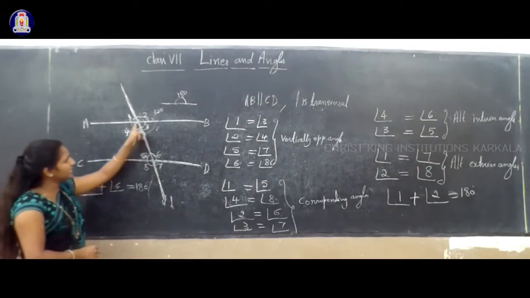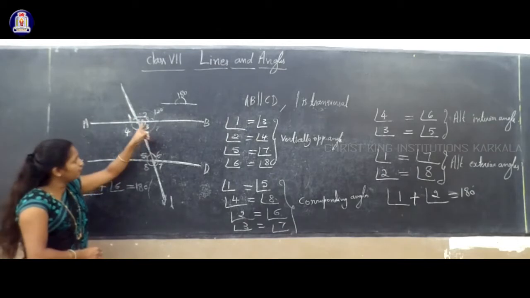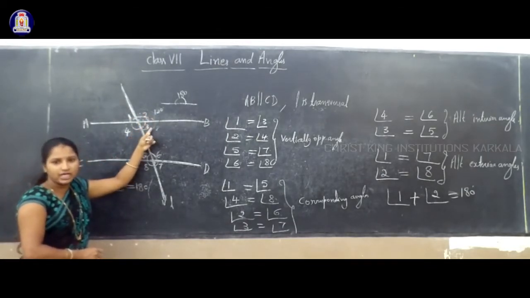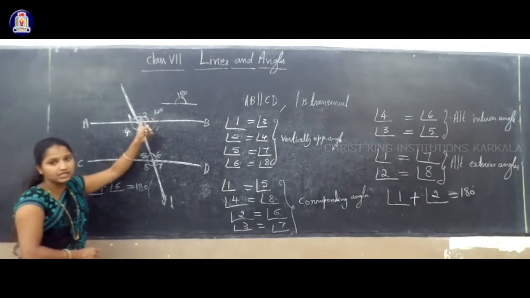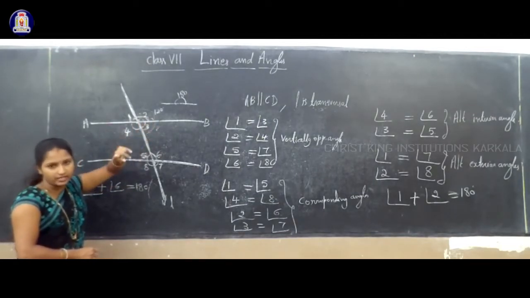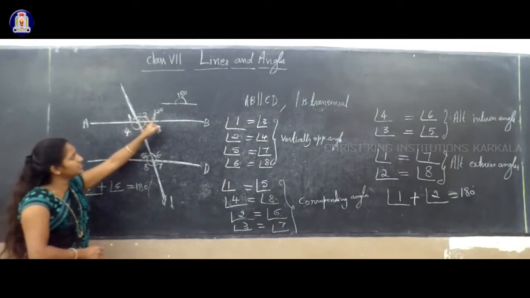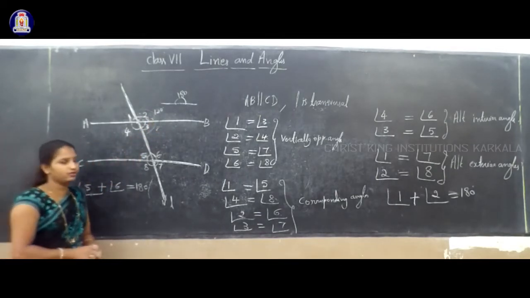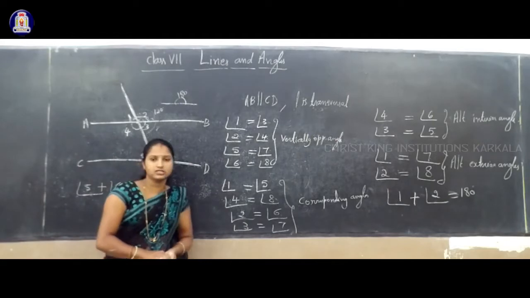A straight angle is 180 degrees. If one angle is 120, what about the remaining angle? We can find it by subtracting 120 from 180. So 180 minus 120 will give the answer. Clear? So when we solve the sums, you can understand how we can use these angles.